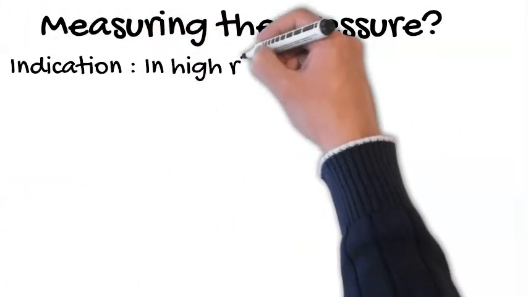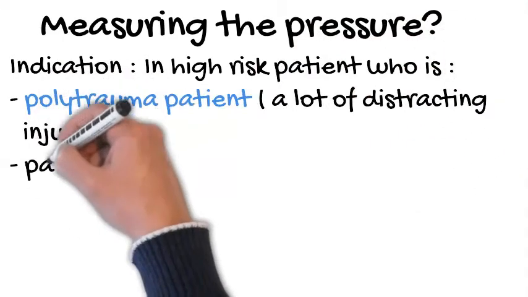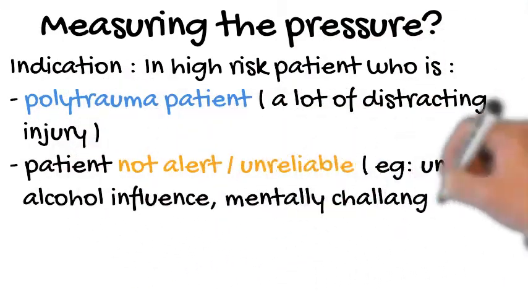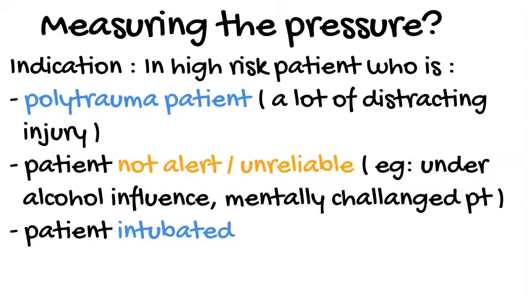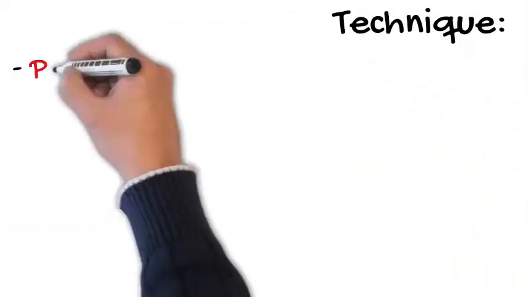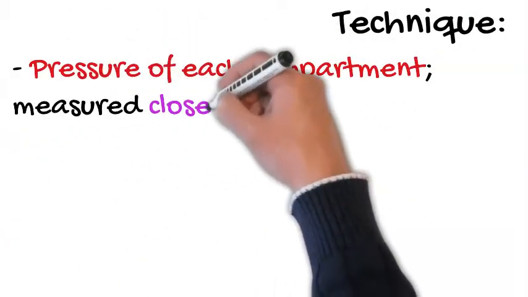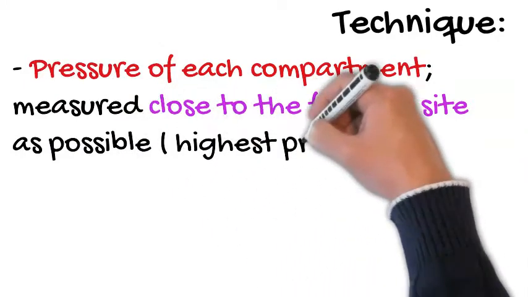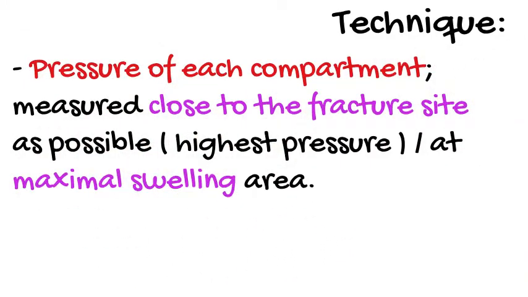Measuring the delta pressure is indicated in high-risk patients who have polytrauma, patients who have a lot of distracting injury, patients who are not alert or unreliable, example, under alcohol influence or in a mentally challenged patient, and patients who are intubated. Pressure of each compartment is measured as close to the fracture site as possible because that is the highest pressure, or at the maximum swelling area.